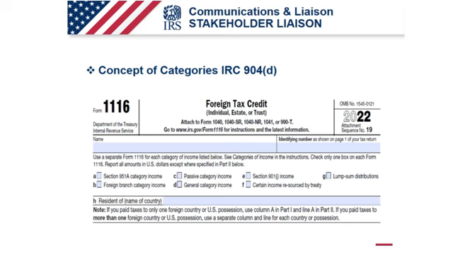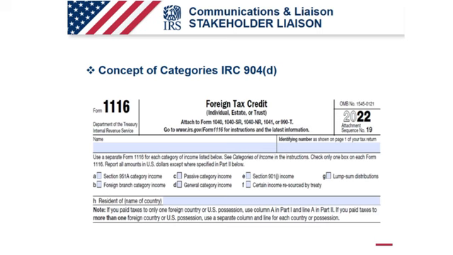A very common one is the passive category income, and it's what you would expect it to be. Dividends, interest, rents, royalties, annuities, net gains from sales of non-income producing property, income-producing investment property or property that generates passive income. Also, net gains from commodity transactions, amounts included as foreign personal holding company income, and amounts from passive foreign investment companies, or PFICs.